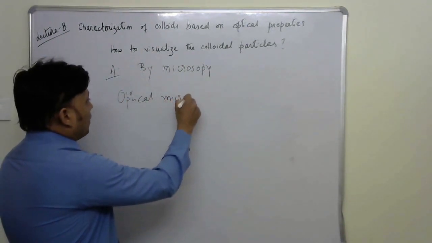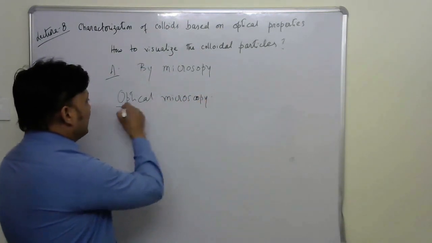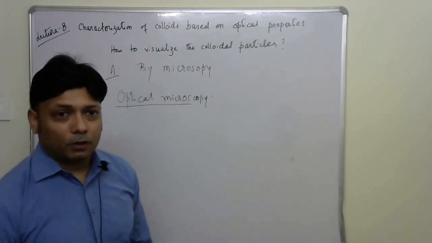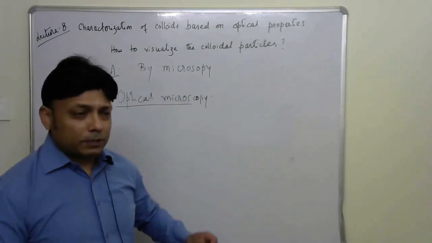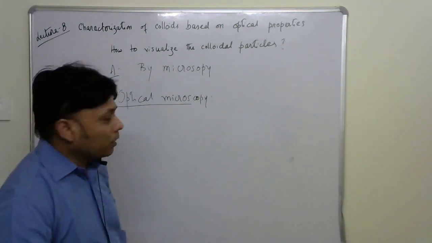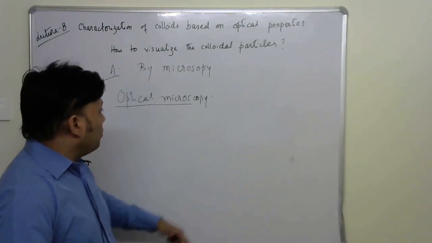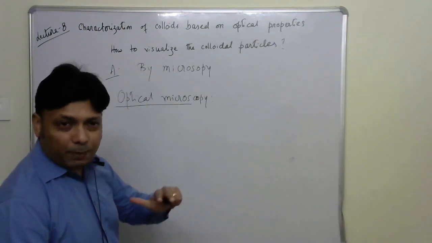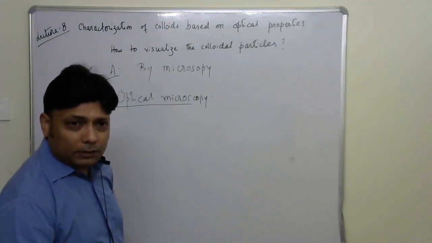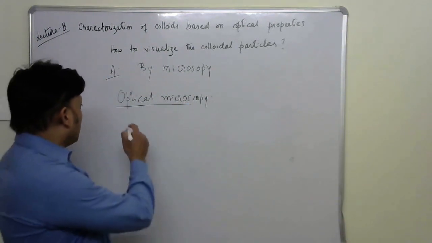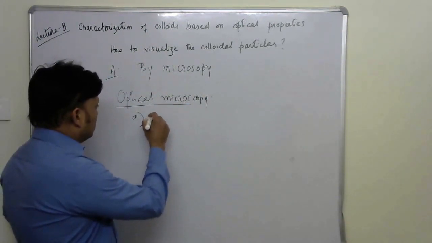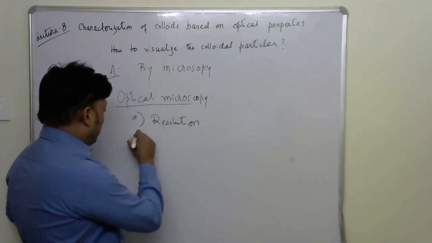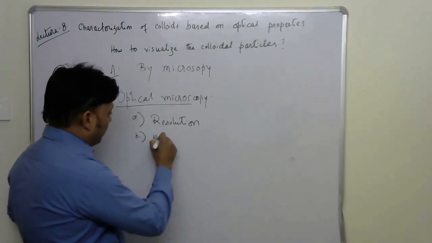I hope that every one of you has seen a simple light microscope in your high school basic biology laboratory. So the light microscope is a kind of optical microscope. Before we proceed, there are two fundamental aspects that we have to take care of. A, there is a term called resolution, and B, there is a term called magnification.